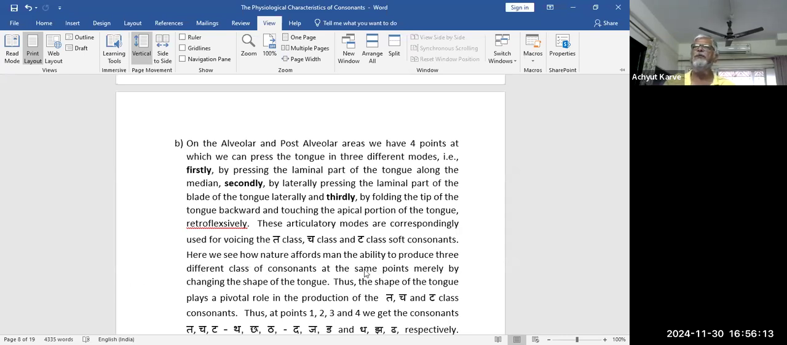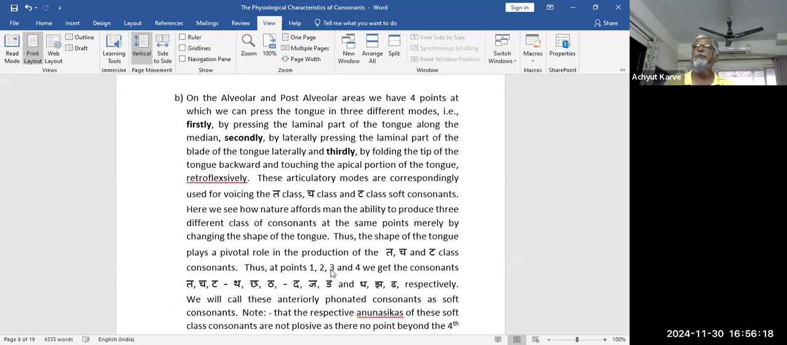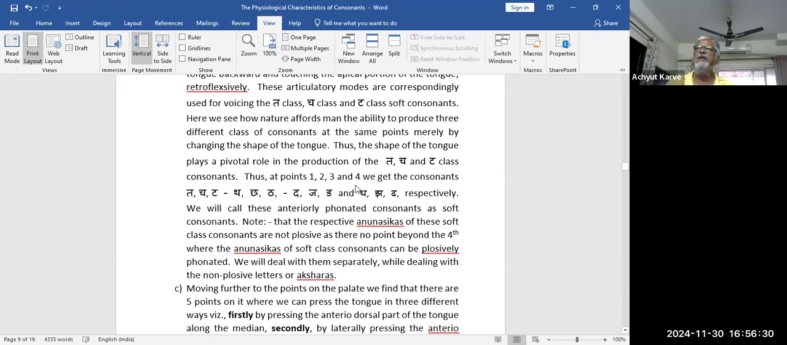Here we see how nature affords man the ability to produce 3 different classes of consonants at the same points merely by changing the shape of the tongue. Thus, the shape of the tongue plays a pivotal role in the production of the th, ch, and t class consonants. Thus, at points 1, 2, 3, and 4, we get the consonants t, ch, t, th, ch, th, d, j, d, and dh, jh, dh, respectively. We will call these anteriorly phonated consonants soft consonants.